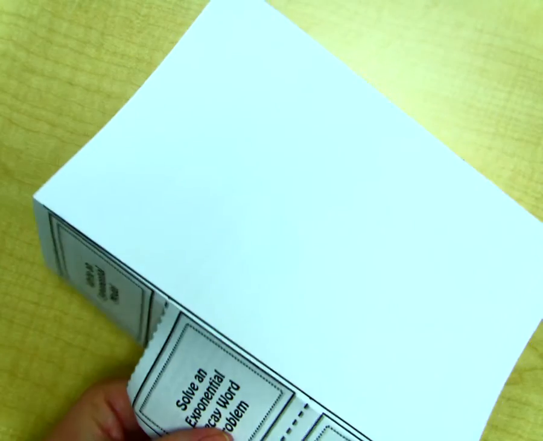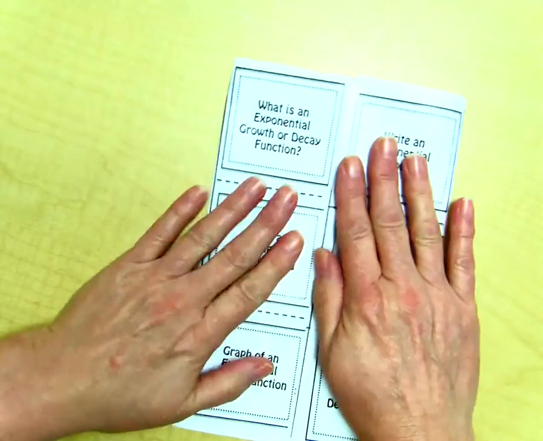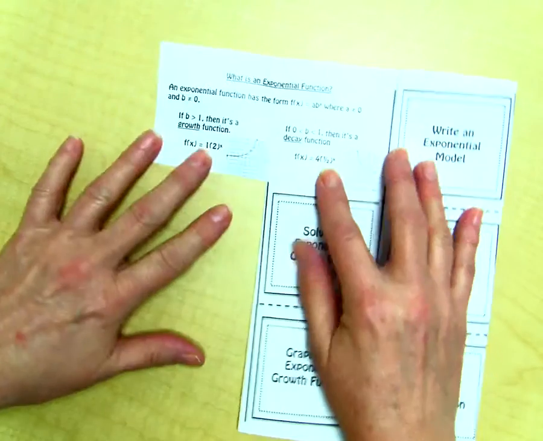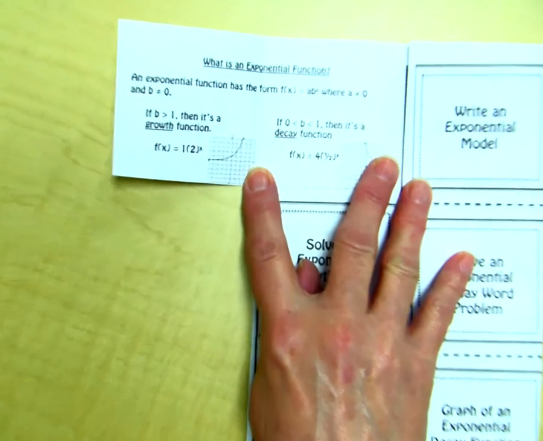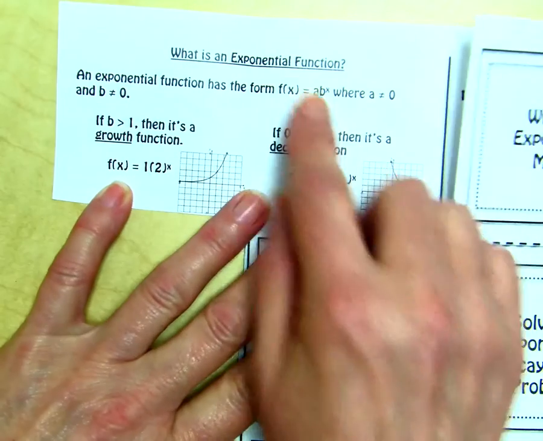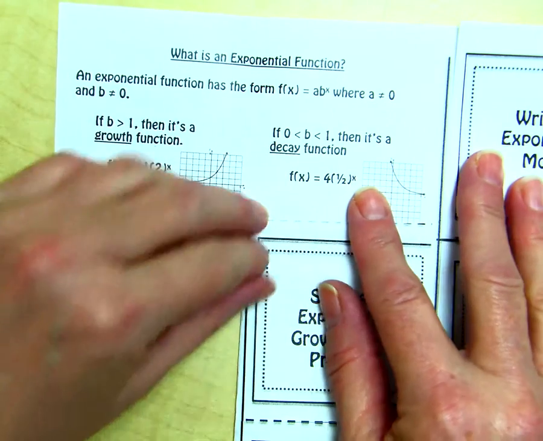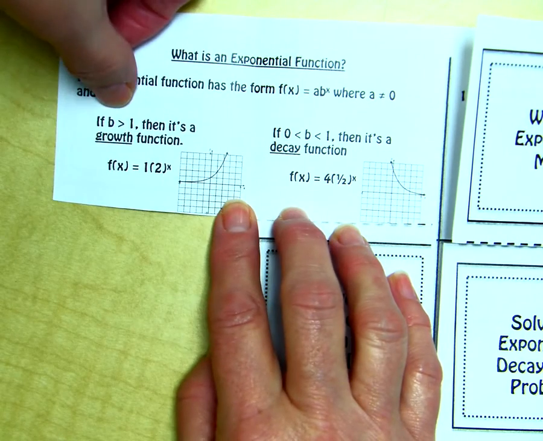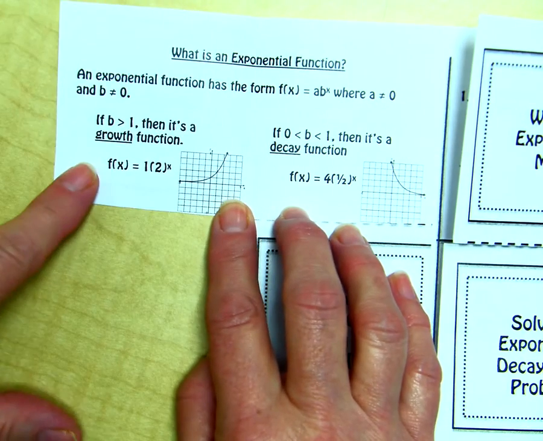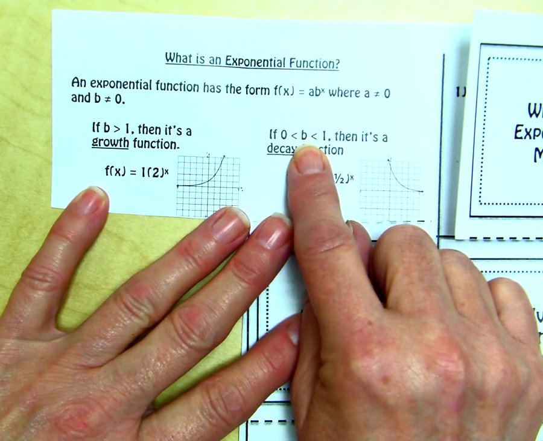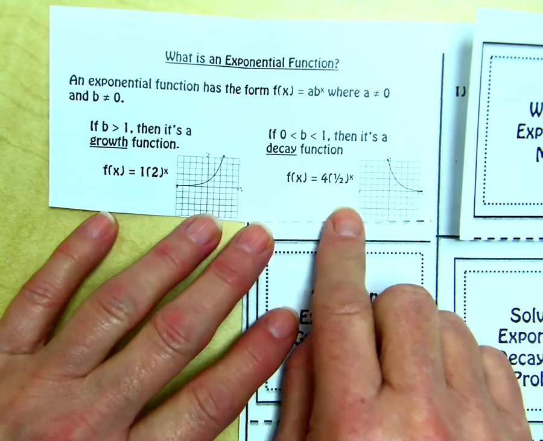So we'll start first with the upper left-hand corner, which is what is exponential growth or decay. An exponential function has the form a times b to the x. Neither a nor b can be 0. You have to have both of them. If b is a number bigger than 1, then you have a growth function. And if b is between 0 and 1, which basically means it's a fraction, then you have what's called decay.